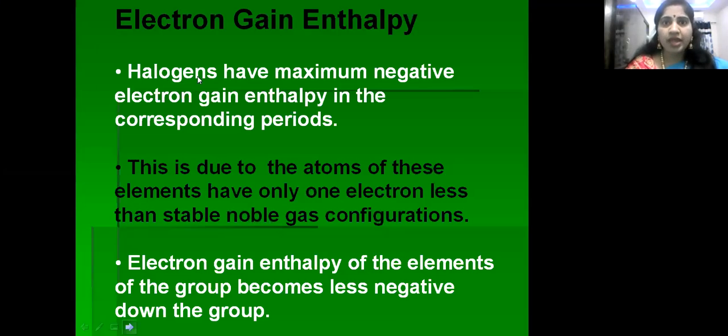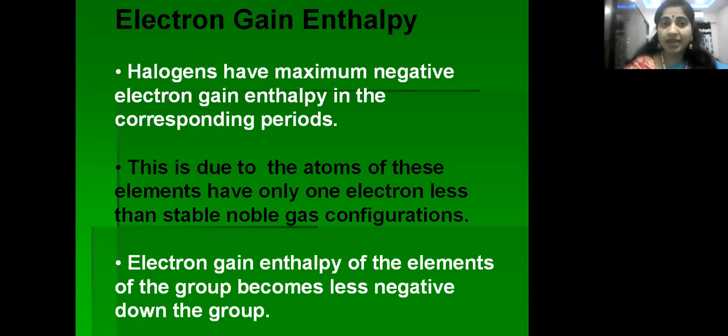Next, coming to electron gain enthalpy. So what is the definition of electron gain enthalpy? It is the change in enthalpy when an electron is added to an isolated neutral atom. Here you know that these group 17 elements have ns2 np5 configuration. So if they gain one electron, then what happens? They will get noble gas configuration. So they can easily gain that electron.